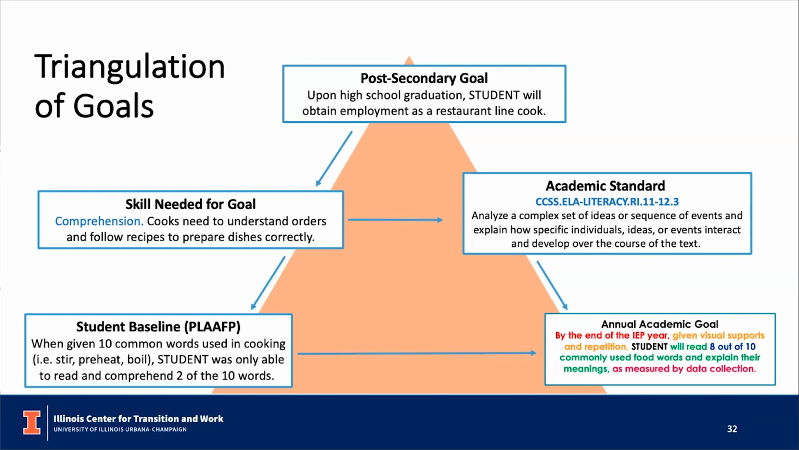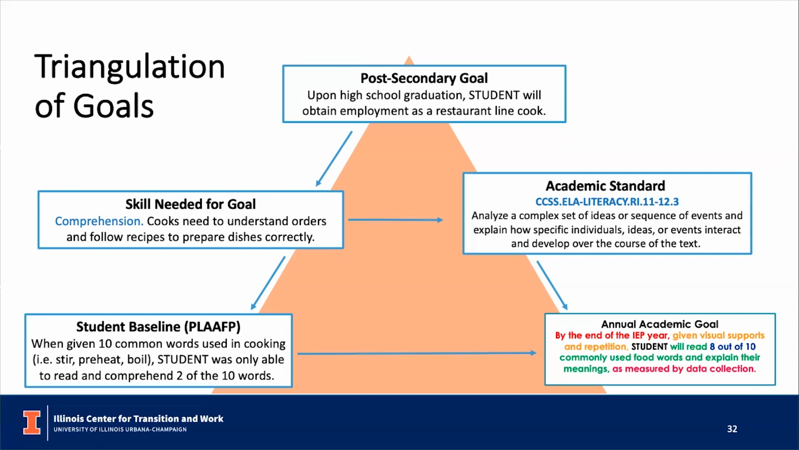So by the end of the IEP year, given visual supports and repetition, a student will read 8 out of 10 commonly used food words and explain their meanings as measured by data collection. I want to call out, this is not saying we'll read in English class only. This can occur in a career prep class. This can occur out in the community. This can occur at an internship.